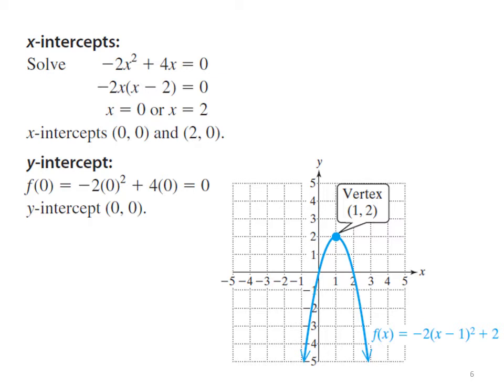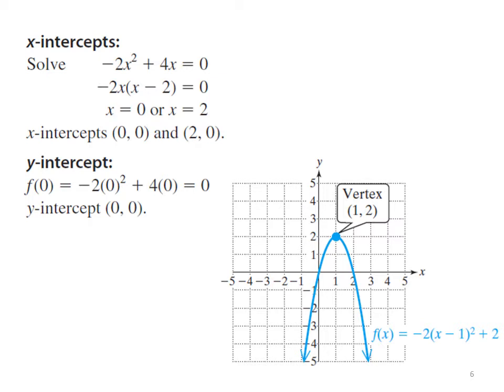Now we can also find the x and y intercepts. For the x-intercept, set f(x) equals 0. Solve this equation: -2x² + 4x = 0. Factor out -2x. You get -2x(x - 2) = 0. So x is either equal to 0 or x is equal to 2. So you have 2 points for the x-intercepts, (0, 0) and (2, 0).